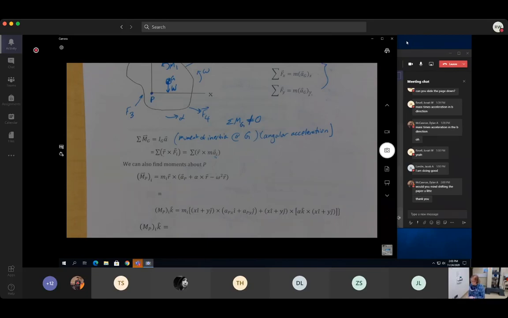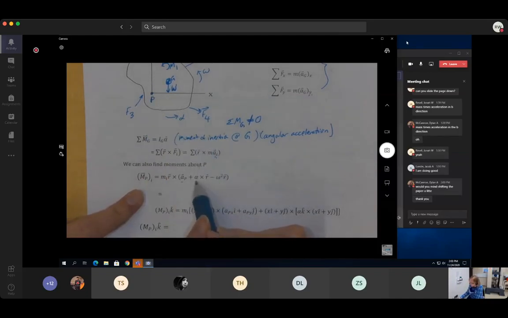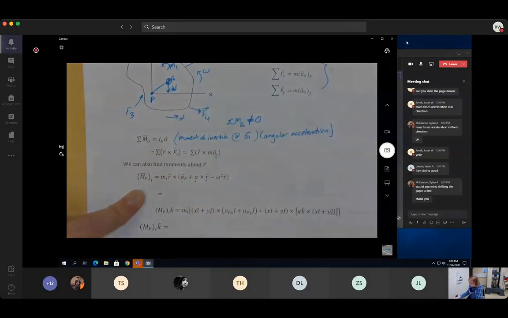And so we've taken our acceleration and broken it down into acceleration of point P, the angular acceleration of the object crossed with r, and then omega squared minus r. So a normal direction, a tangential direction, and then a translation.